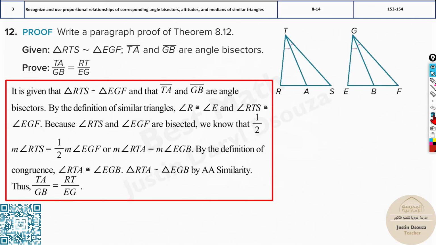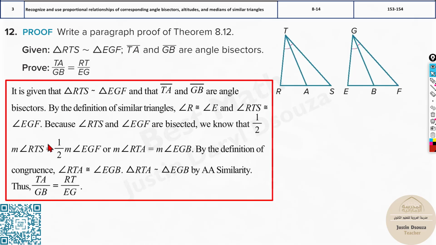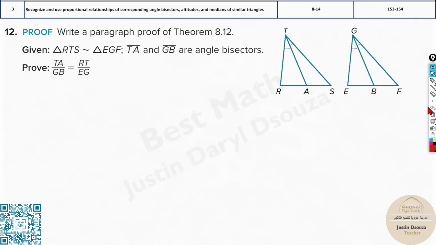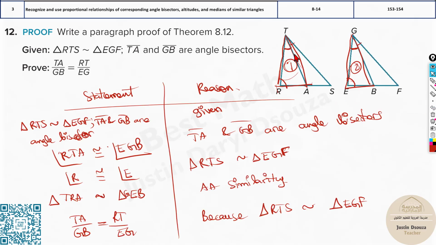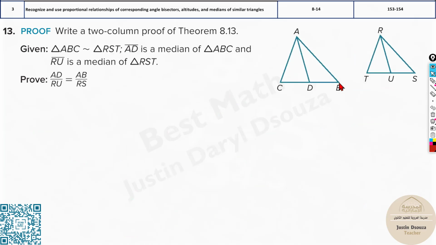Now over here they have written differently, but whatever I've written is the exact same correct answer, as long as you've proved it. You can prove in different ways. I've used one of the methods. Here they have used half, because it's an angle bisector. It's up to you. I've just written RTA directly because it's understood. They've clearly given it in the question itself. So that's the reason. Now then, moving to the next problem.